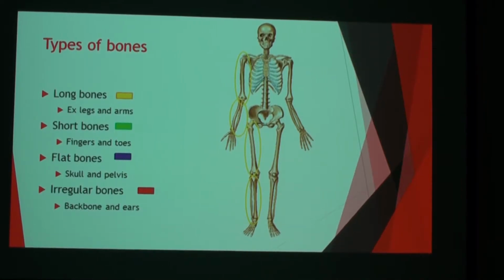And also we have short bones, which are the ones that we can find in your toes and your fingers. Another type of bones is the flat bones, and we can find them in the pelvis and the skull. Finally, we have irregular bones. Some examples are the backbone bones and also the ear bones. They're really tiny, the ear bones, and they're irregular in shape. They don't have a specific shape.